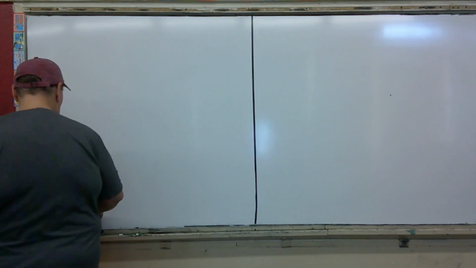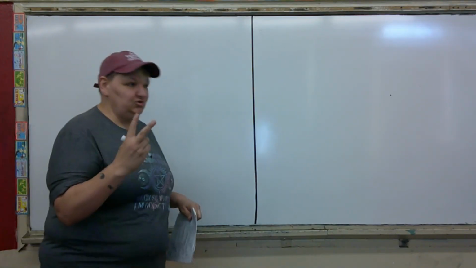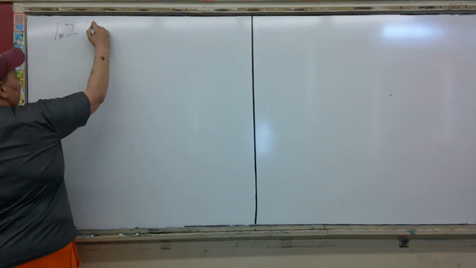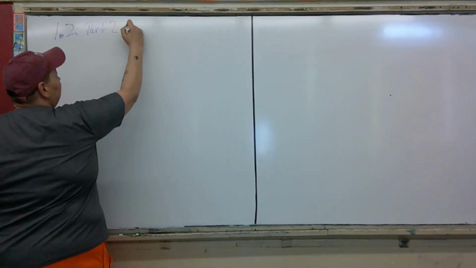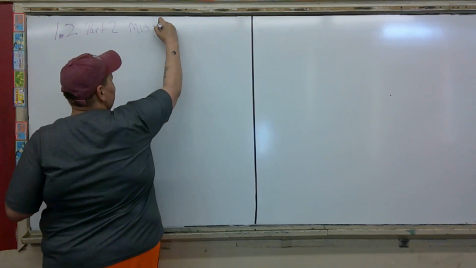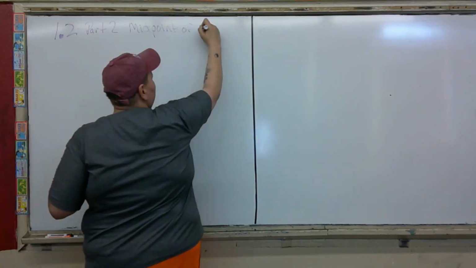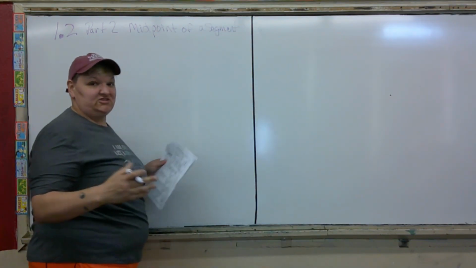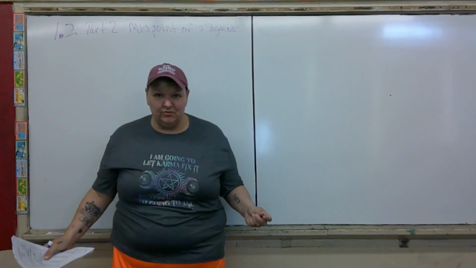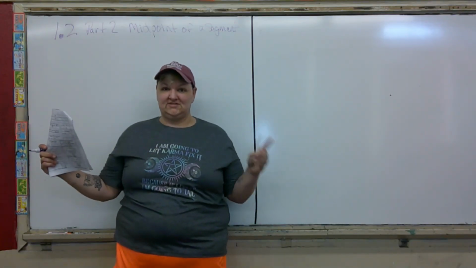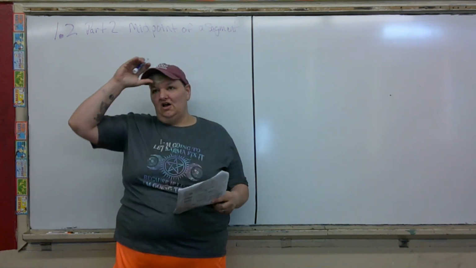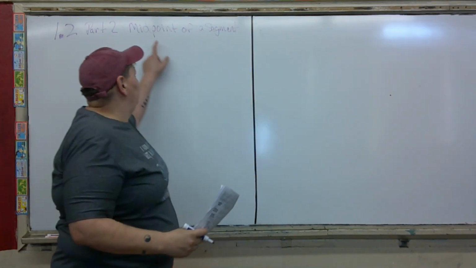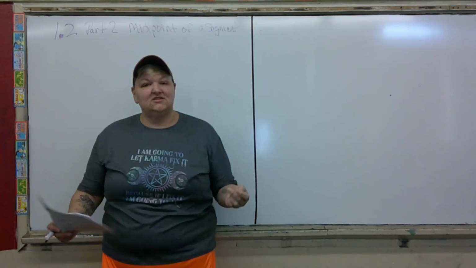Alright, unit 1.2, part 2. Right? So 1.2, part 2, midpoints of a segment. We already talked about a line segment. It's just a piece of a line. It's measurable. It has a point on both ends. It has two endpoints. We're going to use that knowledge. So we're going to look at the midpoint. The midpoint is the middle.